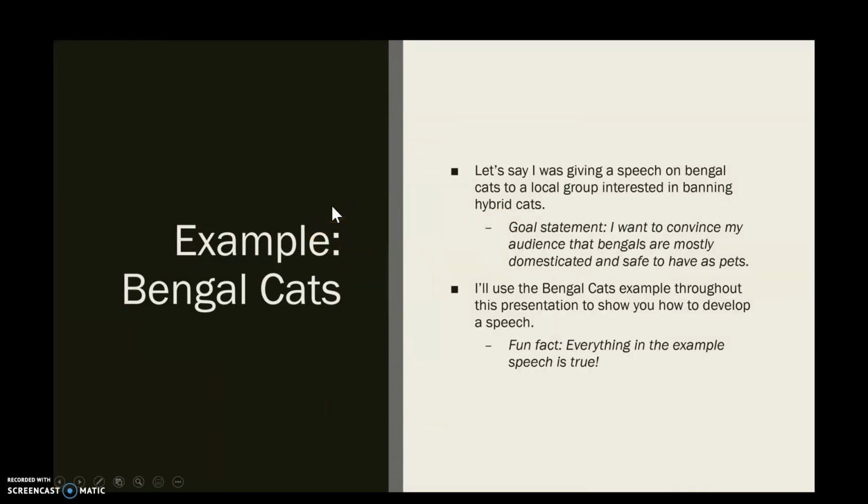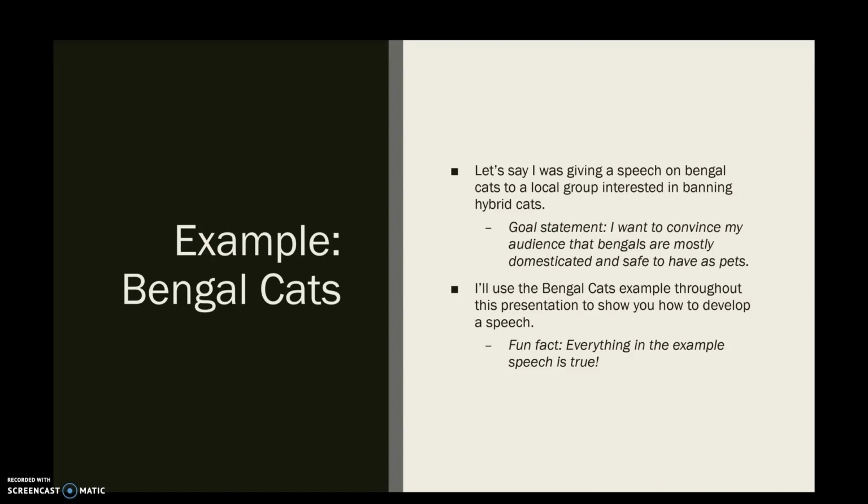So let's use an example. Let's say that I was giving a speech on Bengal cats to a local group interested in banning hybrid cats. So Bengals, if you don't know, are a breed of cat that was derived from the Asian leopard cat, which is a wild cat out in Asia. It lives in most of the Asian continent from Siberia down to Borneo. In, I think, the 1960s, someone came up with the idea of breeding this with domestic cats to create a hybrid to reduce the number of wild cats in Asia that were being poached for their coats. Over time, over the last 60 or 70 years, the breed has become pretty much entirely domestic.